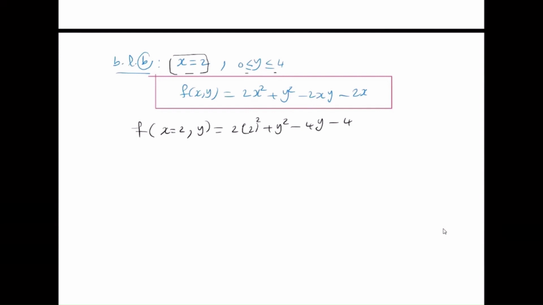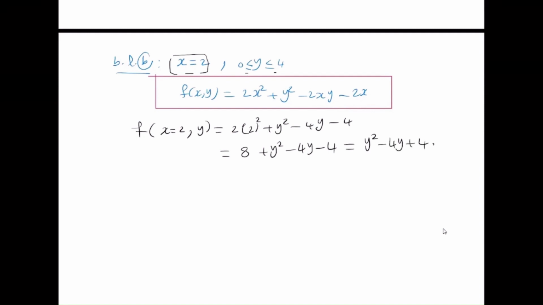What do you get? 2 times 2 squared plus y squared minus 2 times x, which is 2, y stays y, minus 2x, and 2 times 2 is 4. So simplify this and find its critical point. You get 8, 2 times 4, plus y squared minus 4y minus 4. Arrange it: y squared minus 4y plus 4.